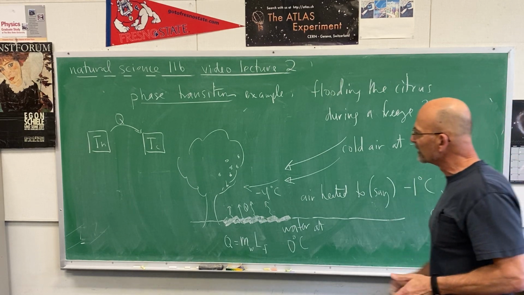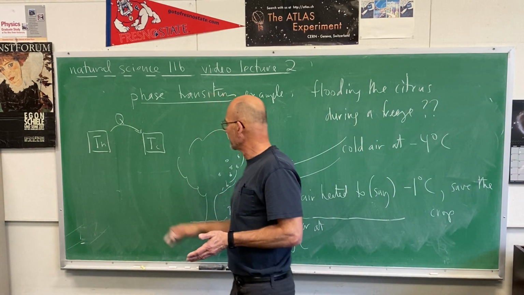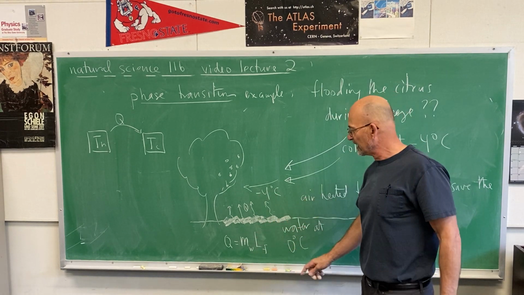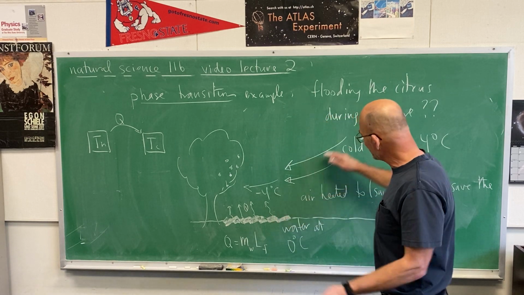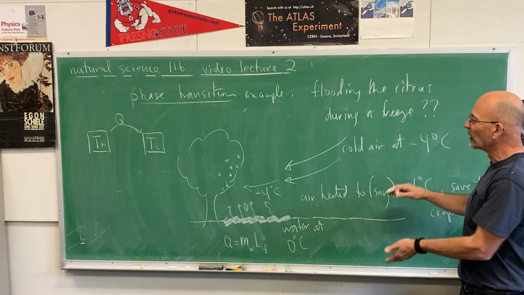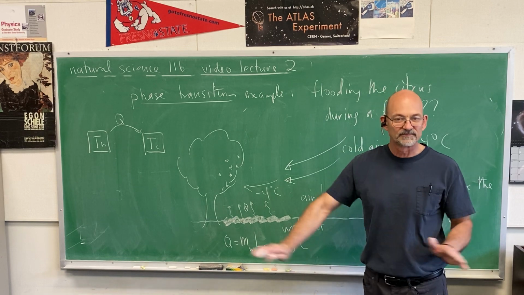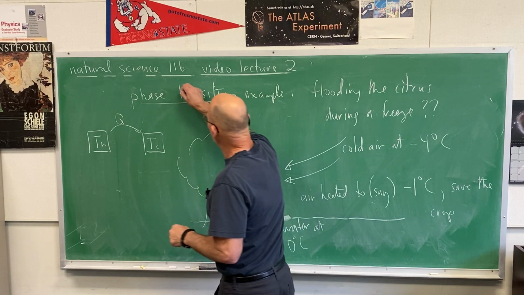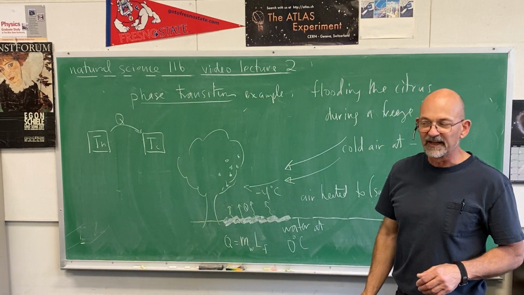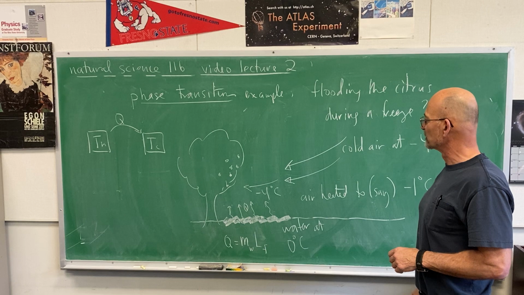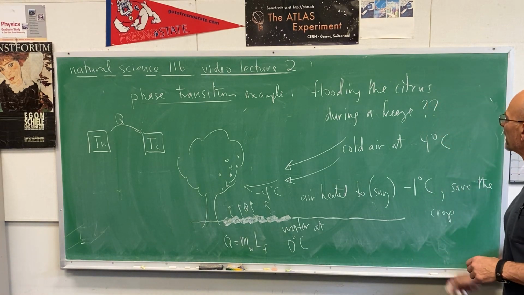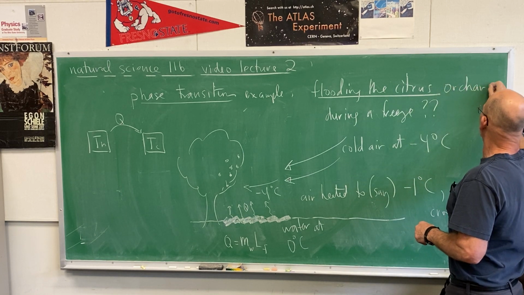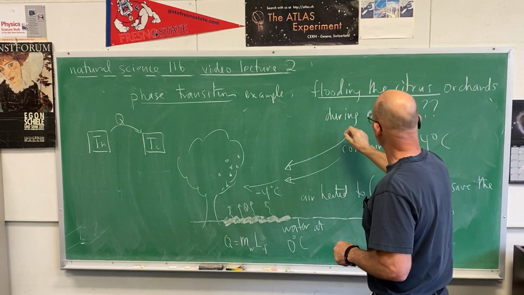So that's an example of energy flowing from hotter to colder. Even though that hotter temperature is actually ice water, and raising the temperature, came in at -4, let's say it gets heated up to -1, that's enough to avoid deep freezing the crop. Done deal, okay. So that's our big example of local validity and local interest. Flooding the citrus orchards during a freeze.